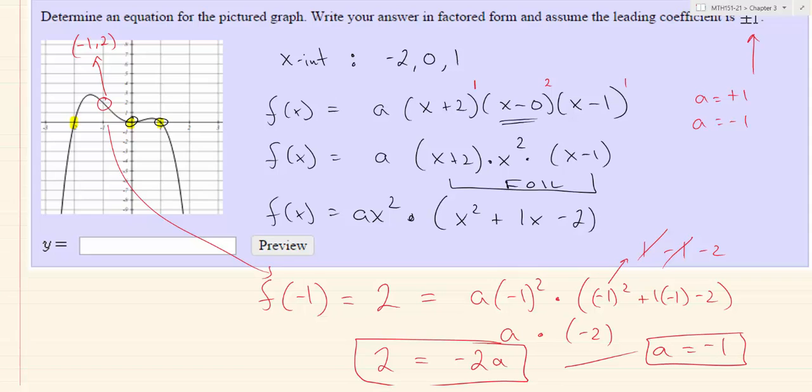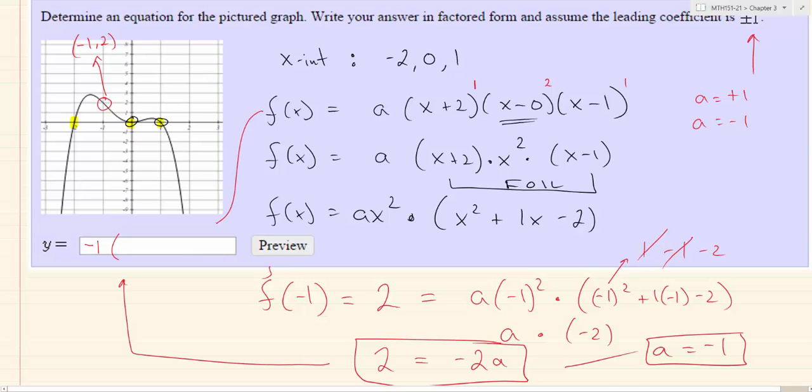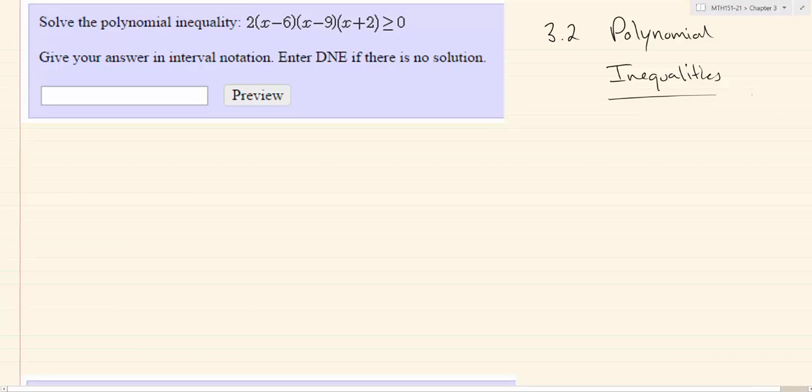So that means our final answer, when we put this all together up here, is going to be negative 1 times, and we could actually just use this function here, x plus 2, x squared, and x minus 1. Again, we have a function that's in prefactored format. Very nice. You can rattle off the x-intercepts pretty easy.